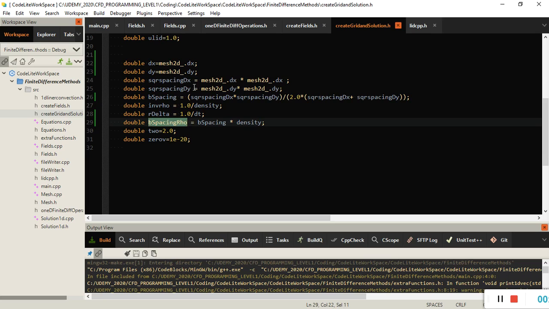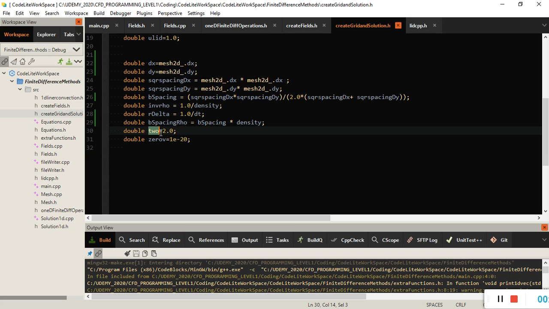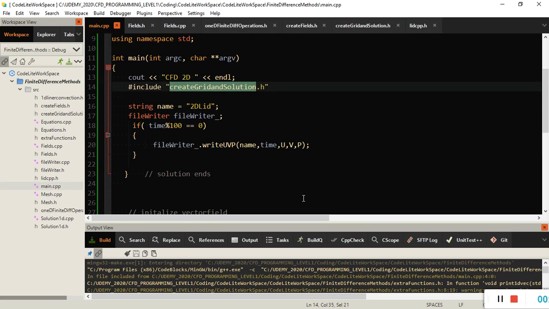Okay, so b spacing rho is needed for the pressure Poisson equation. It's just simply b spacing multiplied by the density value. And also in the pressure Poisson equation, we need to multiply this particular term with a 2. So I'm writing 2.0 as 2 and 0 value as we could say 0.0. I just wrote it as a very small value. Okay, so now we can start writing the lid driven cavity solution.